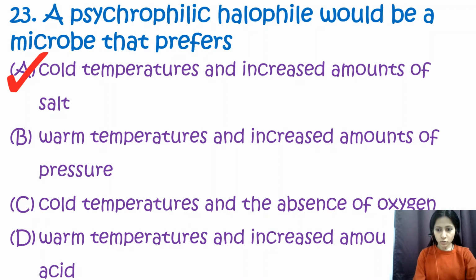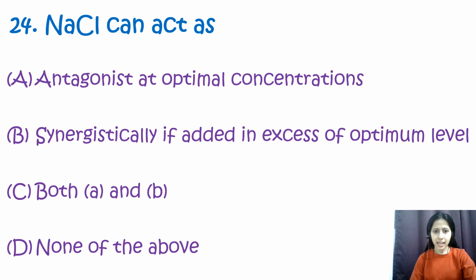Question number 24. NaCl can act as option A, antagonist at optimum concentration, option B, synergistically if added in excess of optimum level, C, both A and B, and D, none of the above. So here the correct option will be option number C, that is both A and B. So the effect of NaCl on the microbial growth depends on the concentration and the type of microorganisms. At low concentration NaCl can act as a growth stimulant for microorganisms, while at higher concentration it can act as a growth inhibitor.